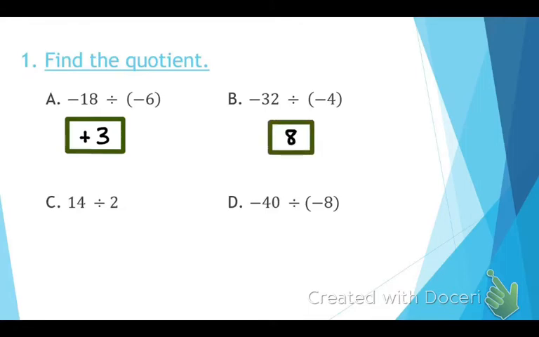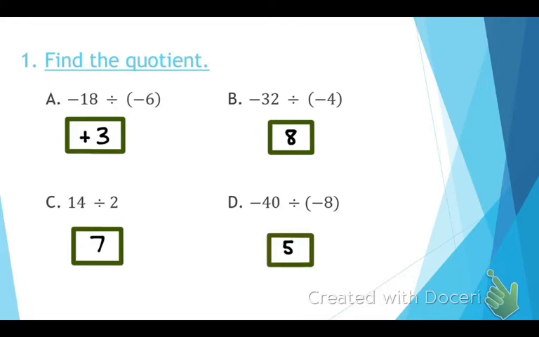Let's go to the next one. Jace, 14 divided by 2. Notice there's no negatives, so this is just a normal problem. 14 divided by 2, which is 7. Very good. On to the next one. Autumn, how many negative signs do you see? 2. There are 2. So is your answer going to be positive or negative? Positive. It will be positive. The answer is? Positive 5 is correct.